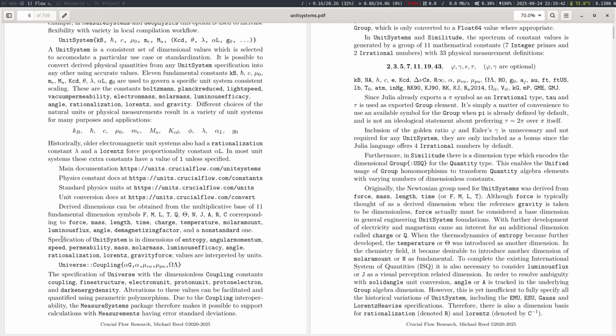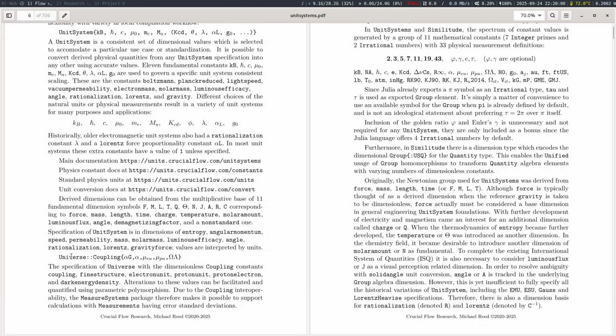A specification of the unit system is in dimensions of entropy, angular momentum, speed, permeability, mass, molar mass, luminous efficacy, angle, rationalization, Lorentz, gravity force, and values that are interpreted by units. These are like values that are interpreted by the units. And then we have these dimensionless coupling values which specify the universe.